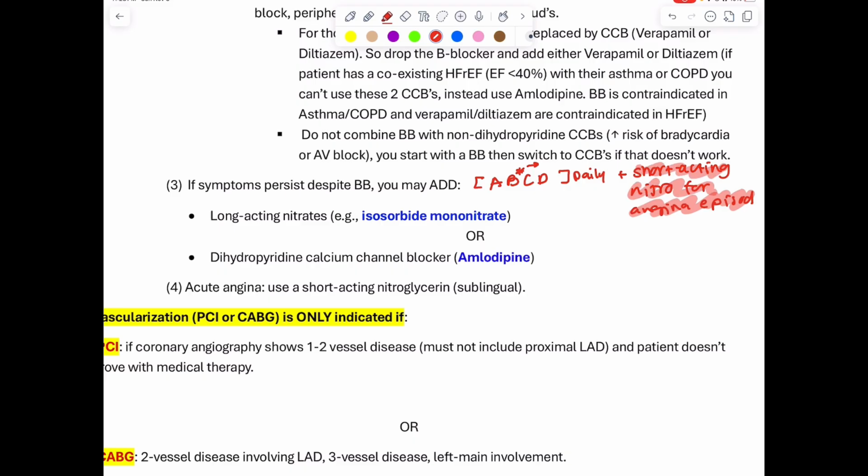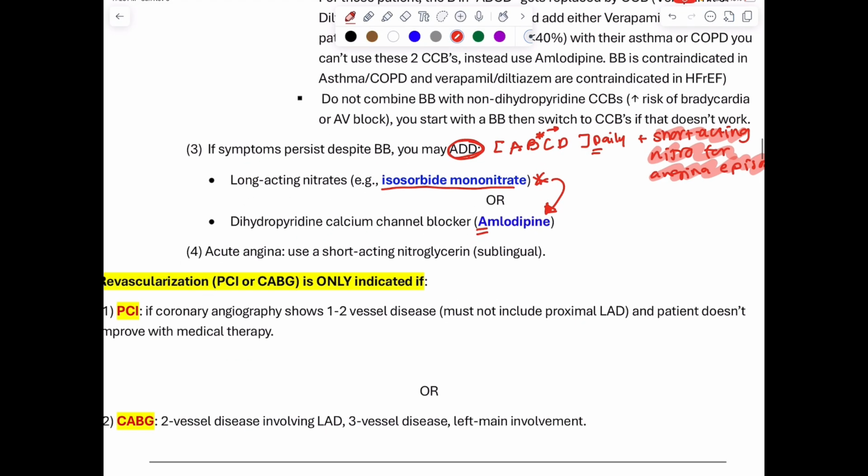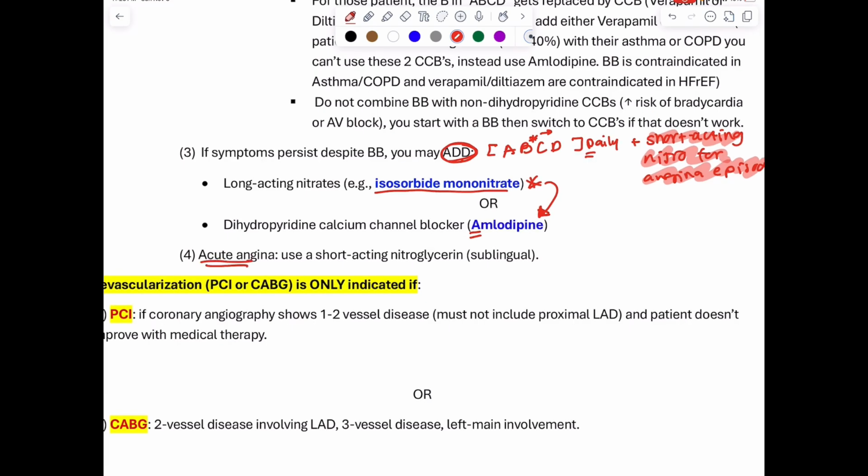Okay? Let's say they have all of this and they're still having attacks, then that means you need to add a different medication. We're not switching out another medication. You first try the isosorbide mononitrate, or you can go for amlodipine. You do this first, and if that doesn't work, you switch it out for this, because this is going to be the first addition. Okay? And again, acute angina, in an emergency situation, they're going to use their short-acting sublingual nitroglycerin.